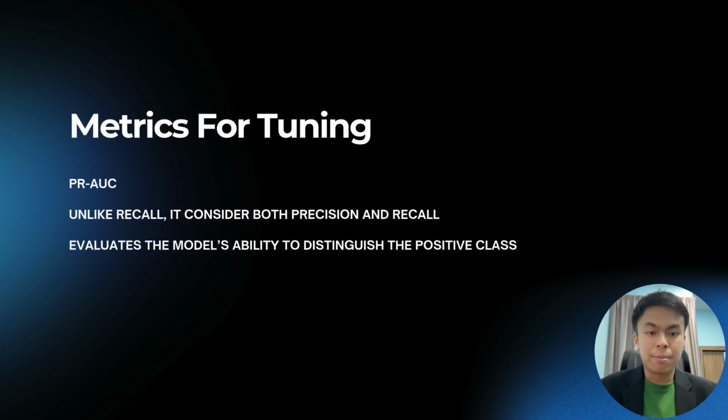In our hyperparameter tuning, we use a library called Optuna, and Optuna needs a metric to know if our model improves or not when it automates the process of hyperparameter tuning. So we select a metric called PRAUC, which we talked about just now. Unlike recall or precision alone, PRAUC considers both precision and recall, and it evaluates the model's ability to distinguish the positive class.